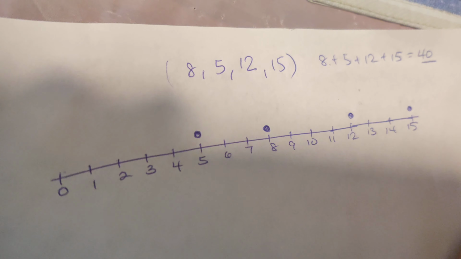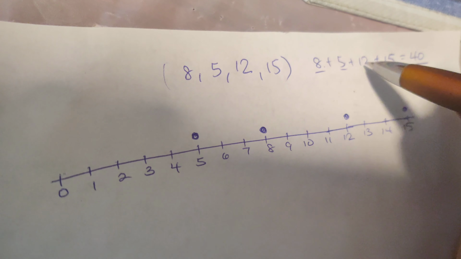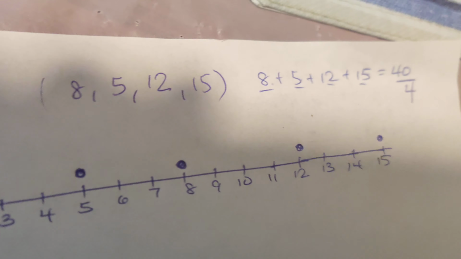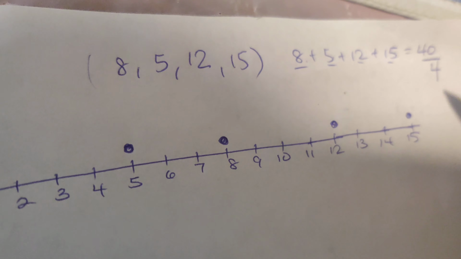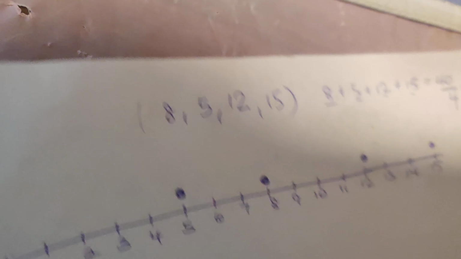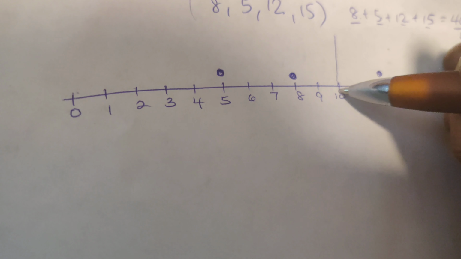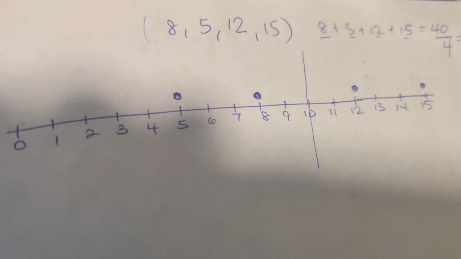And then how many pieces of information are in our sample? 1, 2, 3, and 4. So 40 divided by 4. How many 4s make a 40? That's 10. So if we take a look at this, our mean is 10, and that also makes sense because that's in the center of the information.